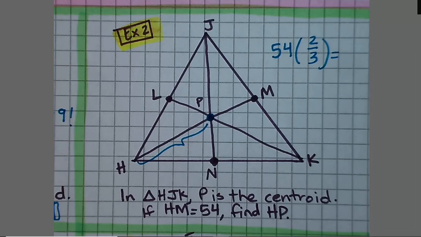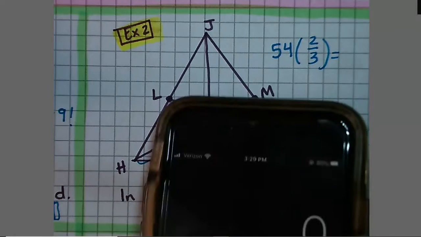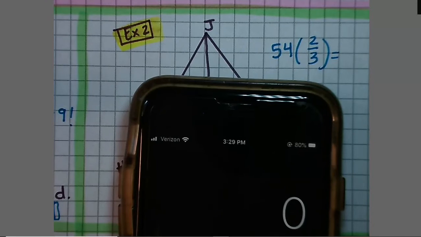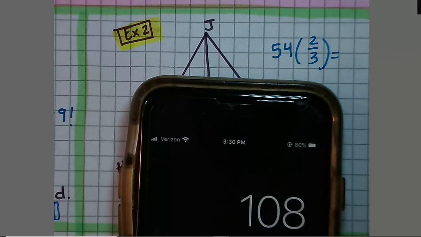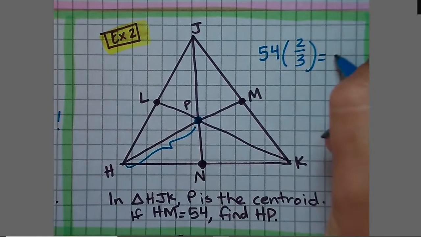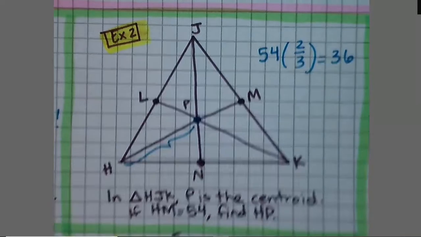And let me show you a way of doing this on your phone if that's the calculator you're using. Okay, you can actually do 54 times 2 and then divide it by 3. So I'm going to do 54 times 2 and then divide it by 3. So it's going to give us 36. Okay, so this is our longest side here.